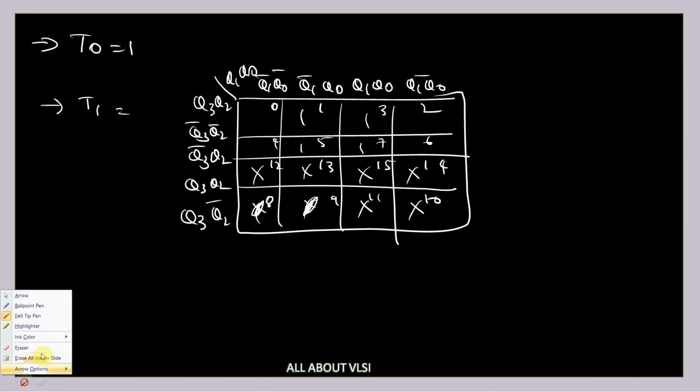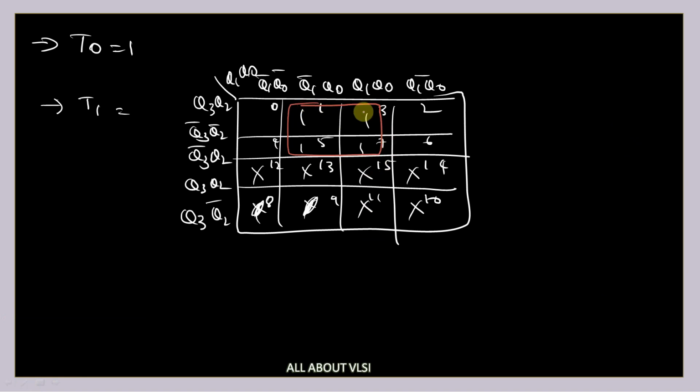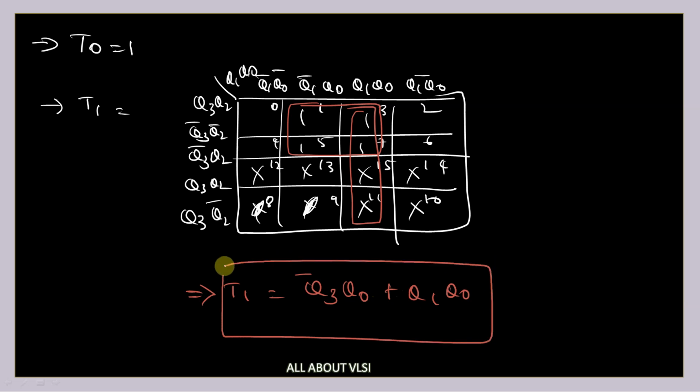So if I group them, this is one quad which I can form, and this is another quad which I can form. So my T1, I can take Q3 bar common here, followed by Q0, Q3 bar Q0, plus Q1 Q0. T1 is nothing but Q3 bar Q0 plus Q1 Q0.